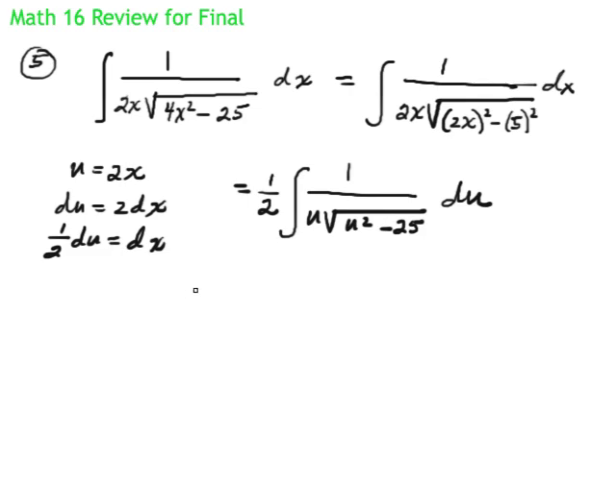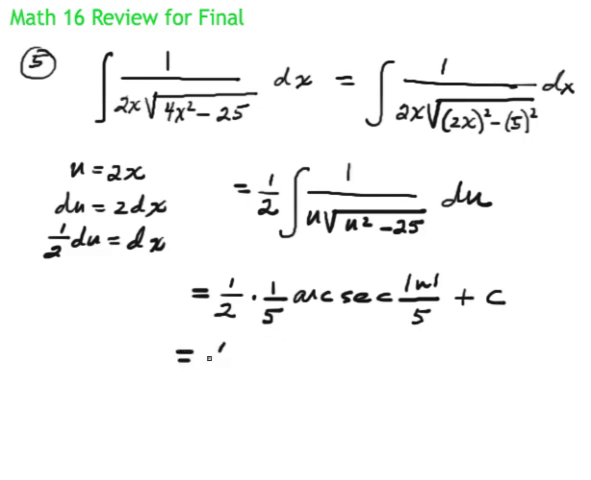Okay, so let's just use our arcsecant integration formula. So that would be 1/2, and here we have arcsecant, the absolute value of u over a, which in this case is 5. And we multiply by 1 over a, that's 1 over 5 on the outside. Now just substitute back, and we have 1/2 times 1/5 arcsecant, absolute value of 2x divided by 5 plus c.